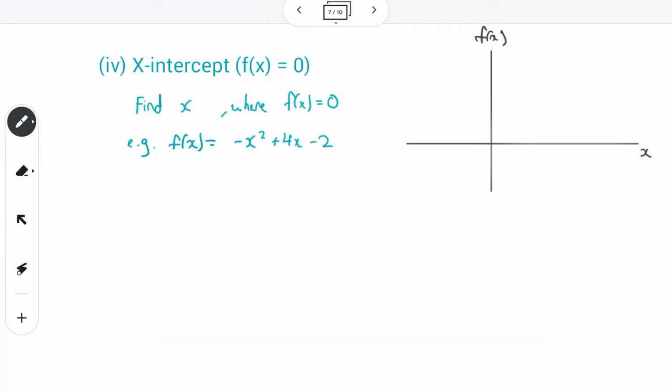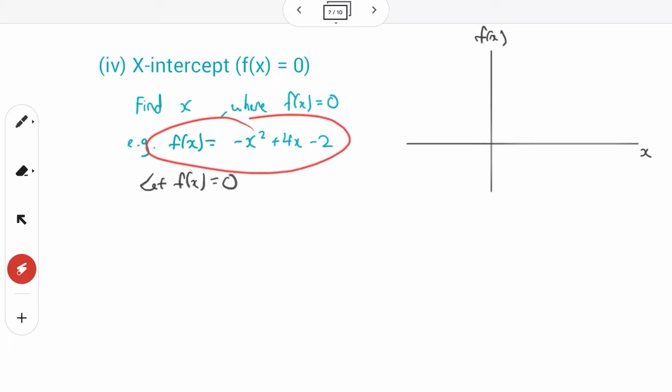Now, this next step is something very simple. All we are trying to do is to find the x-intercept. And the x-intercept is essentially the point at which the graph intersects the x-axis. We want to know these 2 points. And these 2 points are essentially where f(x) equals 0. Therefore, all we have to do is let f(x) equal 0, and we find x from there.